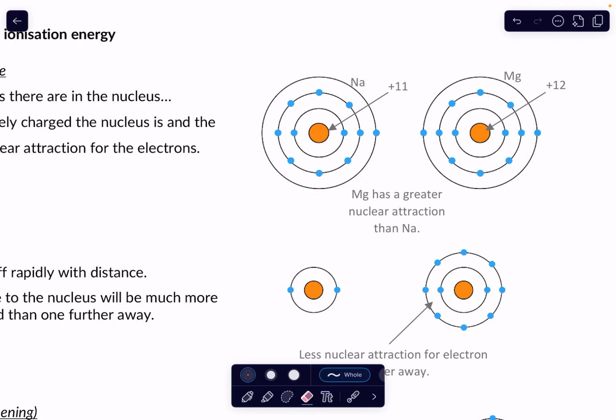So you can see here that sodium has all the protons in here, it's got 11, and it's attracting, we're talking about this electron right here, its ability to attract that electron. This has a 12, effectively, to attract this one. Magnesium's got a greater charge, it can more strongly attract that outer electron.